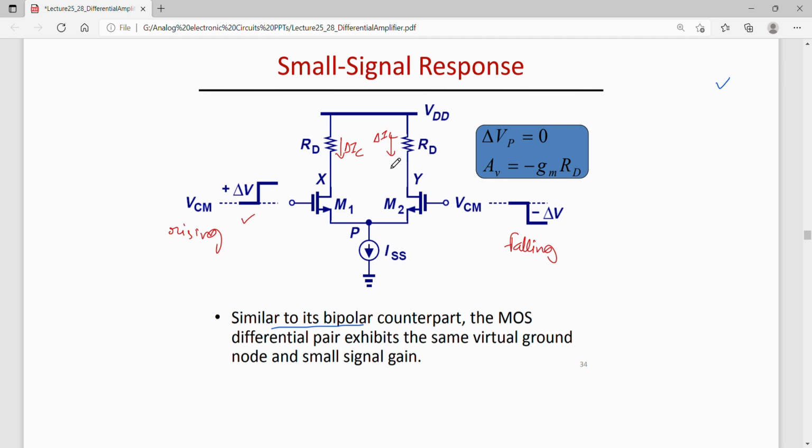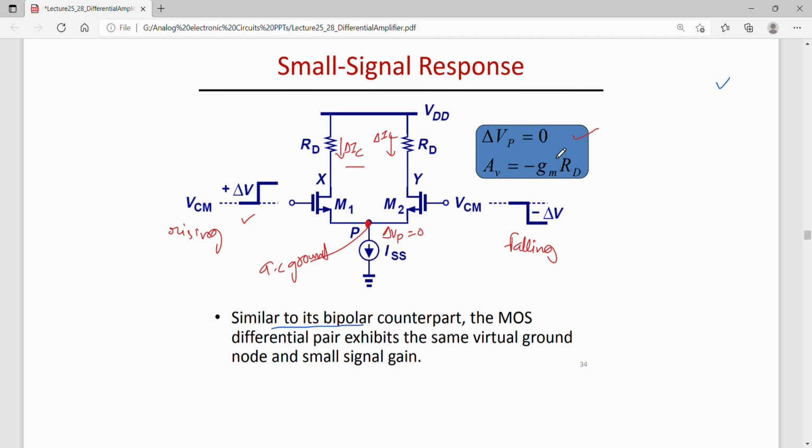So one can then, in the small signal model, assume that because the signals are rising and falling by the same amount on these two transistors, the currents are rising and falling by the same amount. This would mean that delta Vp, that is this Vp, has to be AC ground. That is, there should be no change in the potential at this point, delta Vp should be 0. Otherwise the increase and decrease in the drain current by the same amount, delta IC, is not true.